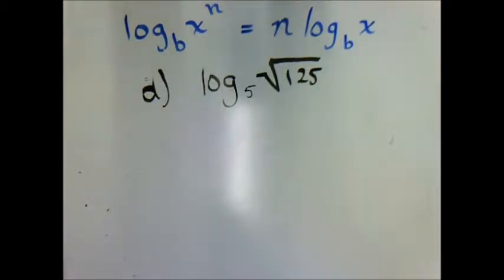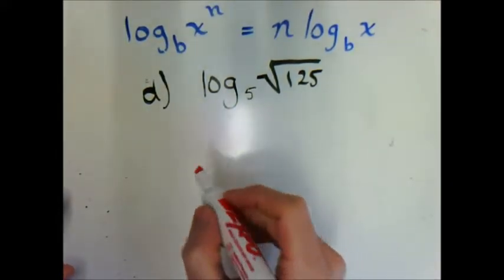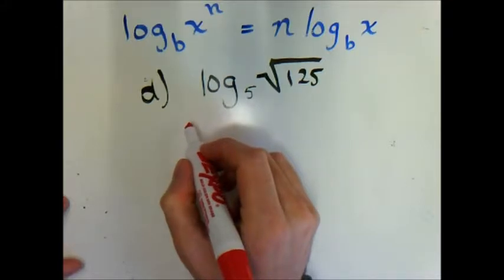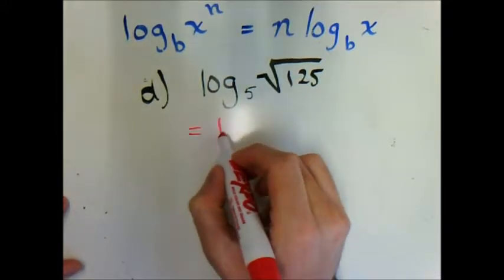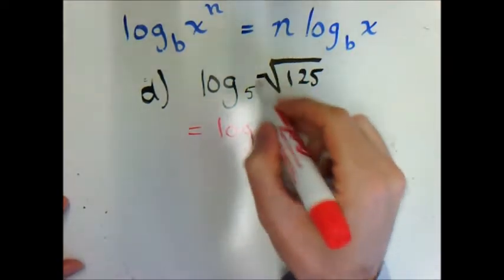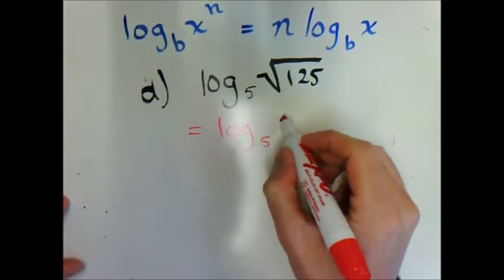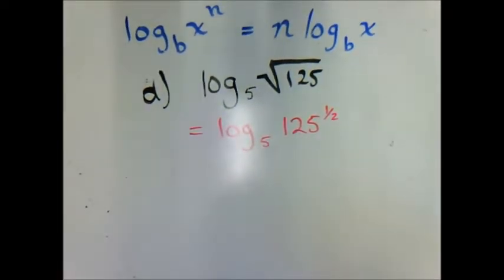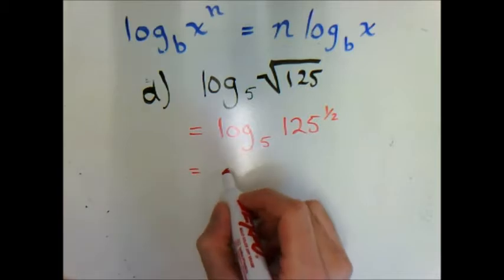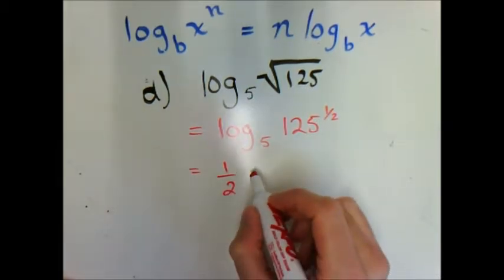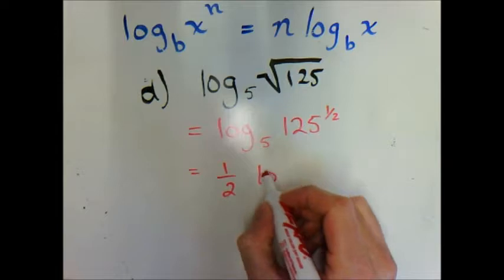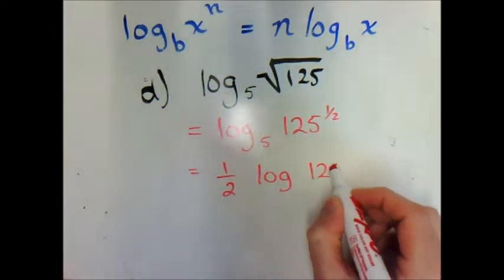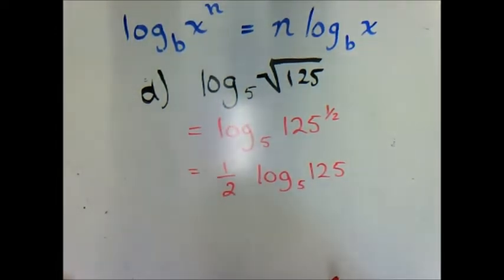Okay, a trickier one here. The log of the square root of 125 to the base 5. Again, we're just going to apply our power law of logarithms. The first thing I need to do then is express this square root as an exponent. Well, the square root is the same as raising 125 to the power of 1/2. So bring that 1/2 out in front according to the power law of logarithms, leaving us with the log of 125 to the base 5.